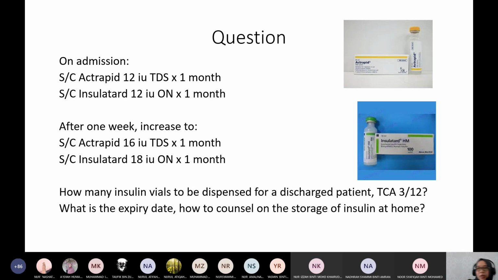And subcutaneous Insulatard 12 IU ON for 1 month. According to your unit's system, you only supply for 3 days until the next trolley day. So how many units and how many vials do you need to supply? One vial contains 300 units, 100 units per 1 ml, so total 1 vial is 300 units. How many units and how many vials are you going to supply for 3 days? Can someone please calculate and tell me?